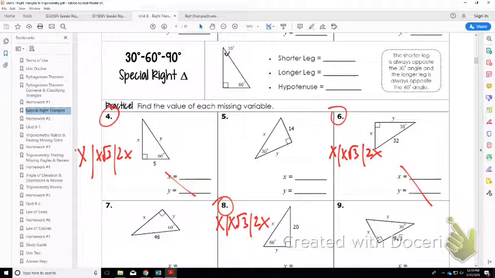On number 4, we have the 5. The 5 is opposite of the 30-degree angle, so that goes in our first column. Therefore, your 60 would be 5 square root of 3. And what's your hypotenuse? 10. Thank you.